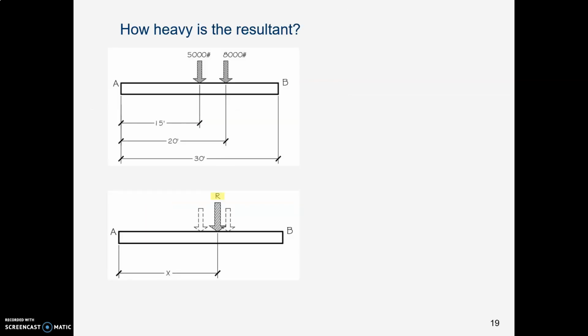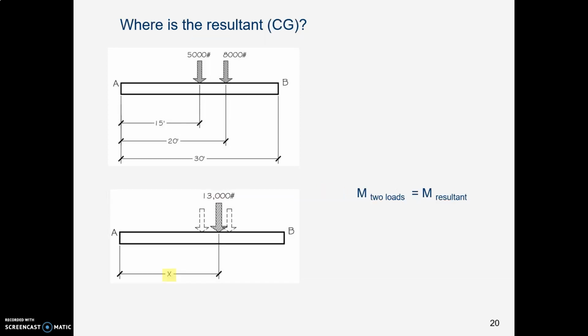Now let's figure out the resultant. How heavy is that resultant? Well, the weight of the resultant must be the weight of those 2 forces. Those 2 forces, 5,000 plus 8,000 equals 13,000. So, ta-da! The resultant must weigh 13,000 pounds. So that's the single force that would have the same net result as those 2 individual forces.